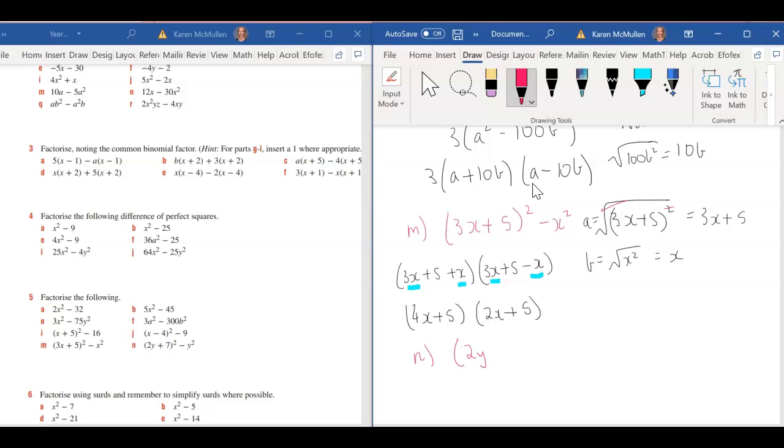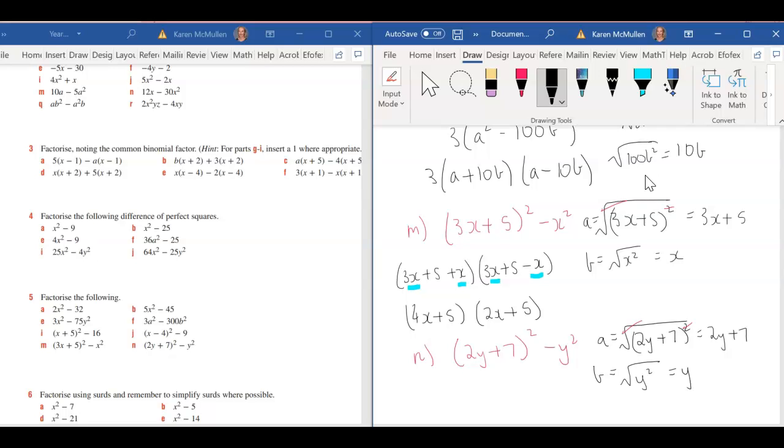So 2y plus 7 squared minus y squared. So a is going to be the square root of 2y plus 7 all squared. Now remember, the square root cancels out with the squared, and we're just left with 2y plus 7. And b is the square root of y squared, and that's just going to be y.